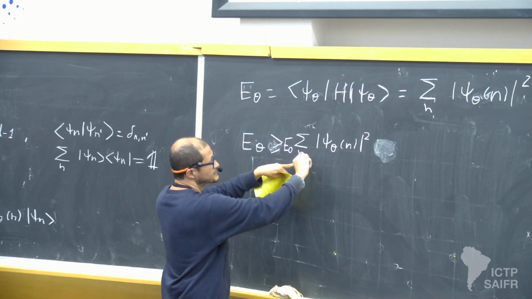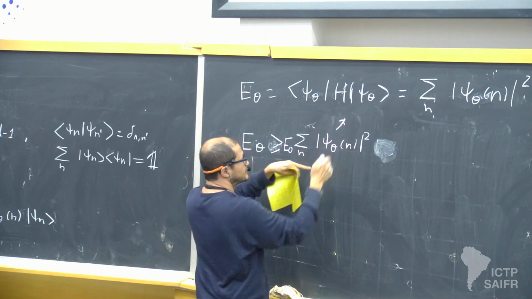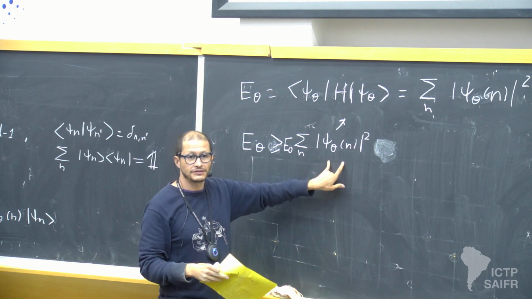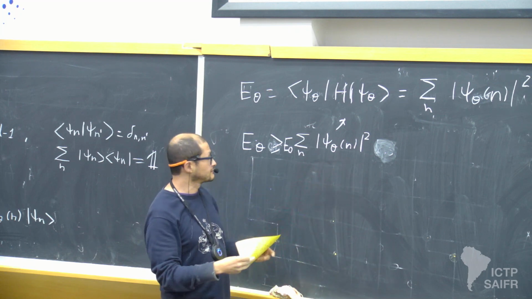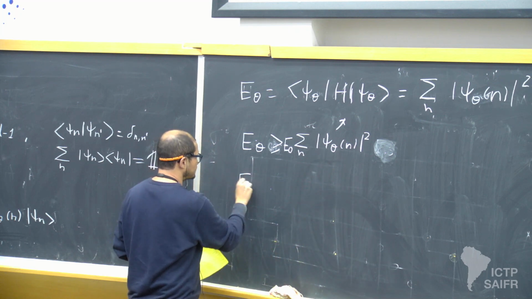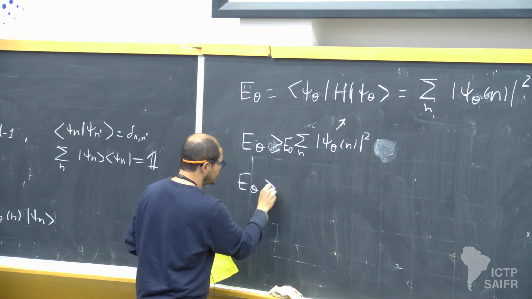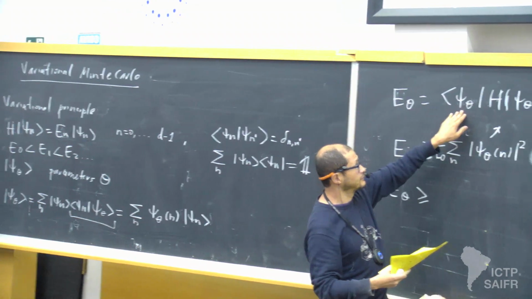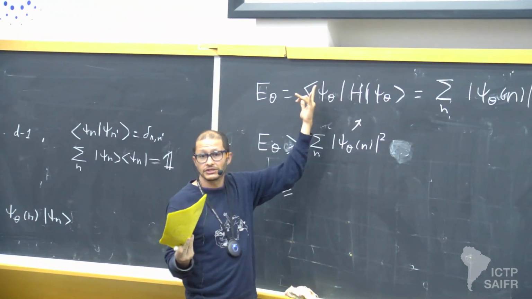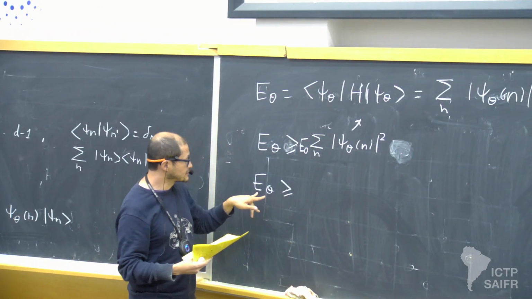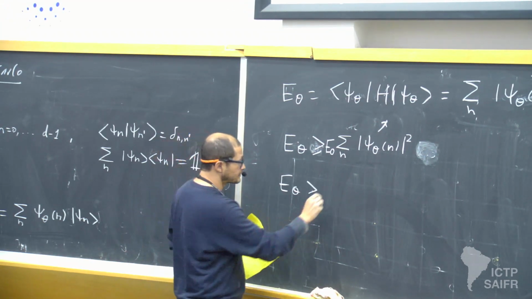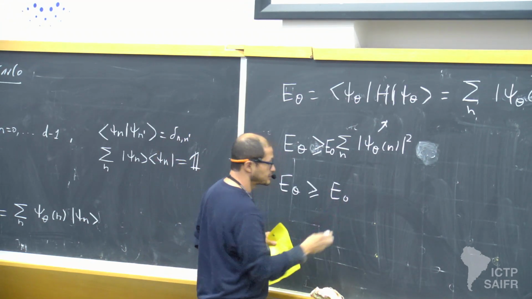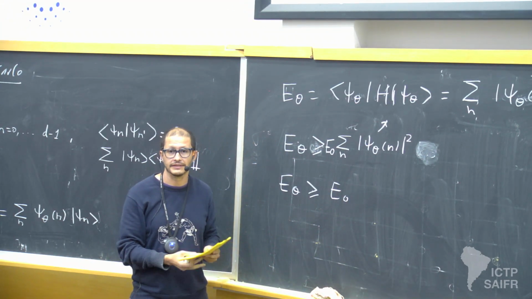Okay, and this is what? This is the normalization of the wave function, which we've assumed is normalized. So what we see is this, right? The expectation value of a certain Hamiltonian over some wave function is always larger or equal than the true ground state energy of the system. Okay.